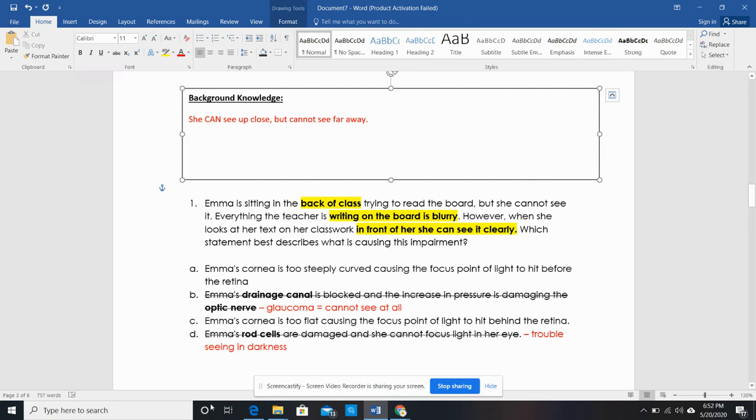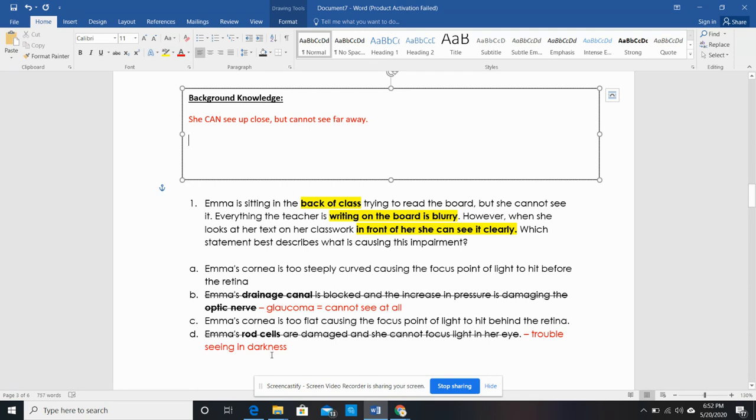And I've also eliminated answer choice D because it was talking about rod cells. And we know that rod cells are only allowing us to focus in dim lighted areas or help us see better in darkness. Now, in this question, it doesn't say anything about Emma trying to see or struggling to see in the darkness. So that's why I've eliminated D.